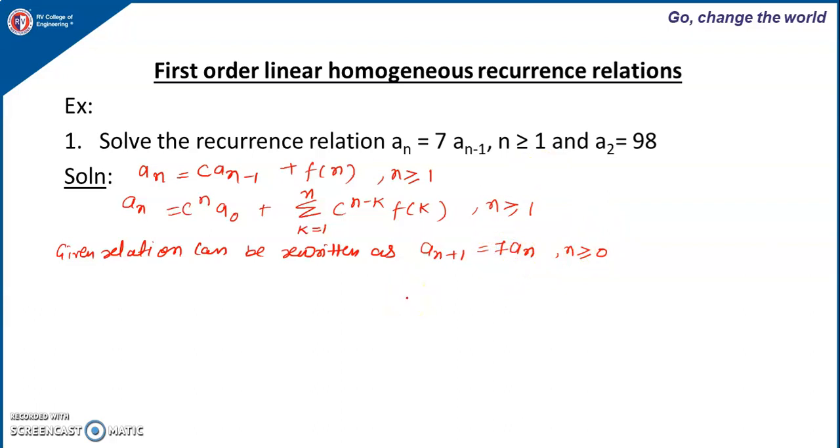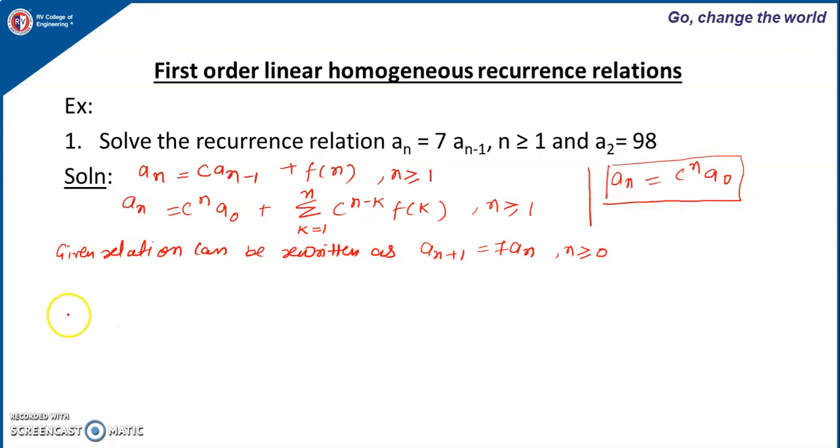Now you can see here there is no function, so definitely this is homogeneous. When the recurrence relation is homogeneous, the general solution of the first order recurrence relation will be c power n a0. A0 is the initial condition and c is the constant coefficient. The function value will be 0, so this whole summation term will be 0. So this will be the general solution of the first order linear homogeneous recurrence relation.